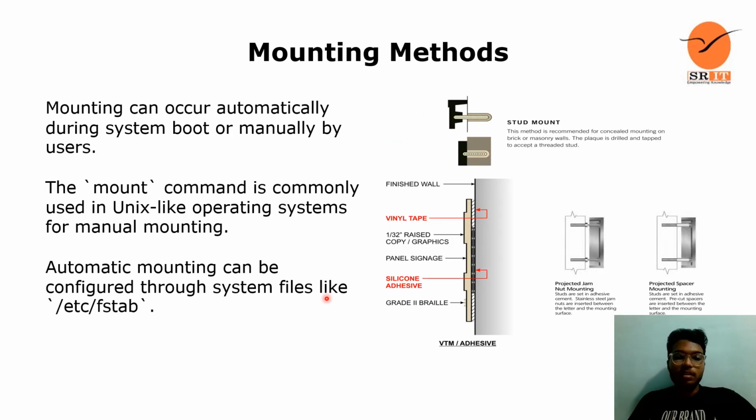So, mounting methods. We have several mounting methods. During system boot, the mounting process can be done automatically, or it can also be done manually by users. So in conclusion, we have two types of mounting methods: one is automatic, by system boot, and the other is manual, by users. As we already discussed, the mount command is used in Unix operating systems for manual mounting, and automatic mounting can be configured through system files like /etc/fstab.